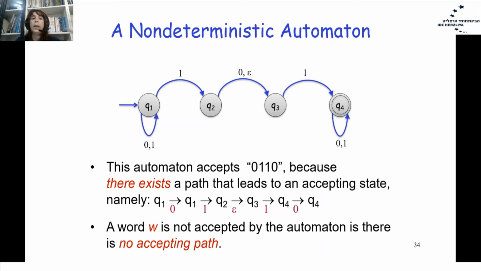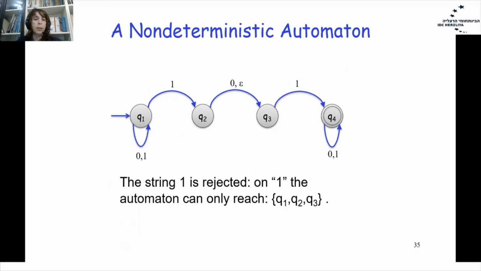When do we claim that the word W does not belong to the language of the automaton? After checking all the possible paths. If we know that all the paths are actually ending in a rejecting state, we claim that the word does not belong to the language of the automaton. And in this case, we reject this word.